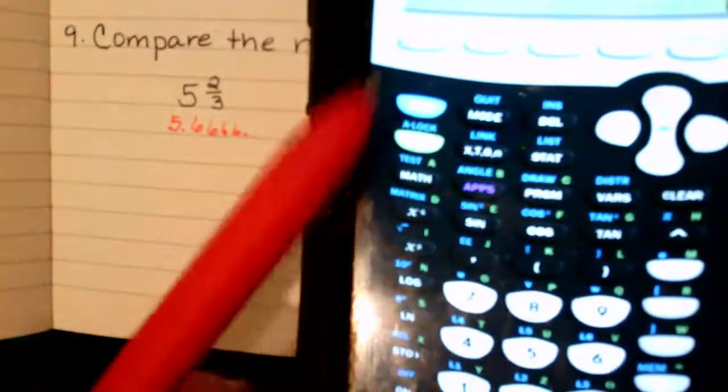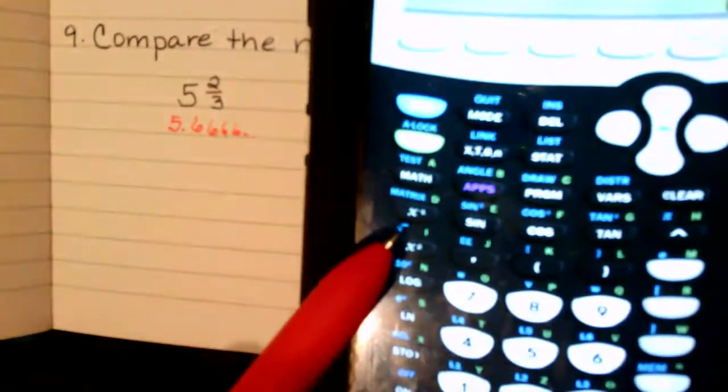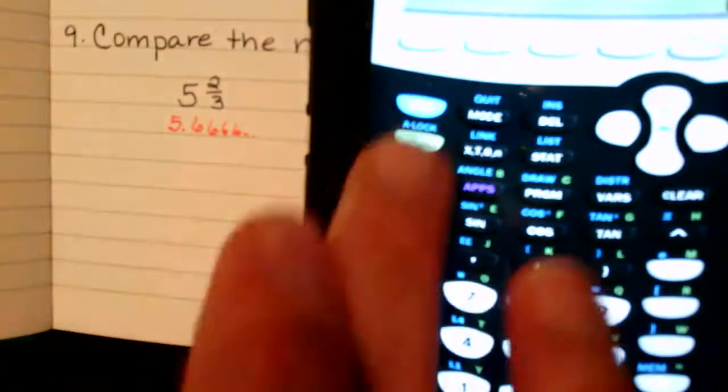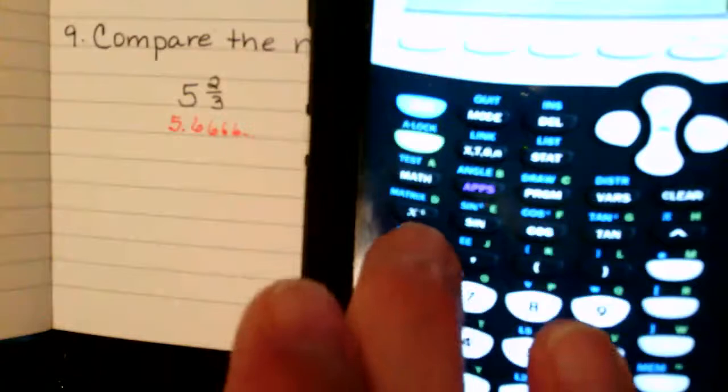Now for the square root, let's look at our keyboard a little bit. You're going to see that the square root is right here in blue. So to access that, I've got to use second and then that square root. Second and the square root.